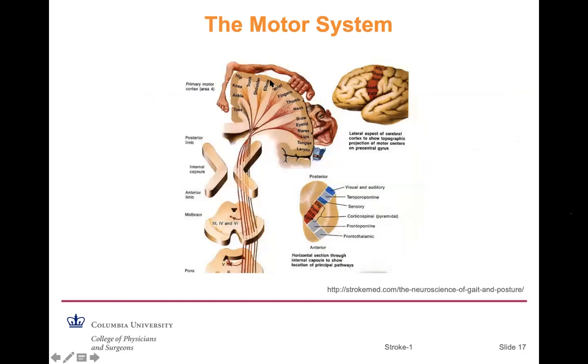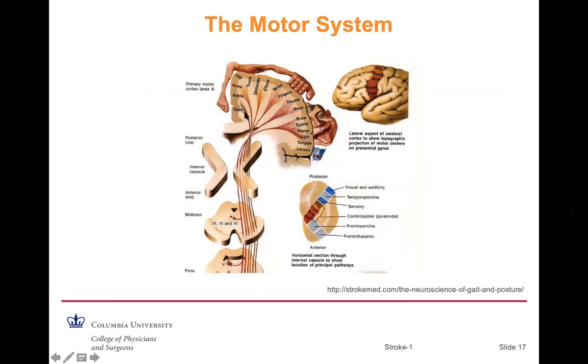And so if the motor fibers are traveling from the motor cortex, they're coming in from the facial structures, from the hand structures, from the leg structures. You can see that these structures start out at different parts of the motor cortex, either more medially on the motor cortex or more laterally on the motor cortex.